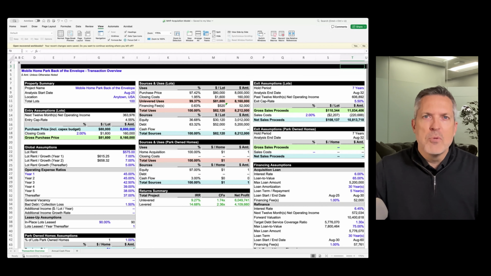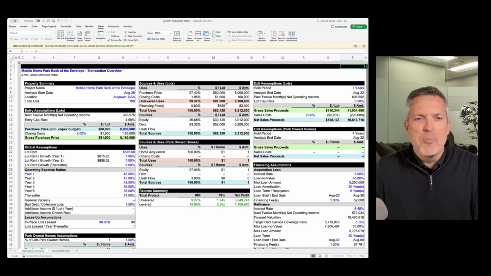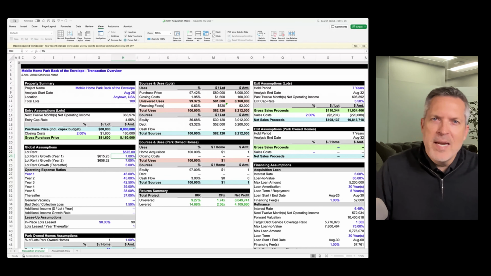Does this potential purchase even have a chance at being profitable and generating a great return? Let's cover this at a very high level here. You've got your purchase price, $80,000 a lot. This is a 100 pad park in Anytown, USA. You have a lot rent, $575, and then you can put in, of course, your lot rent growth assumptions. We've talked about not making these crazy high assumptions.